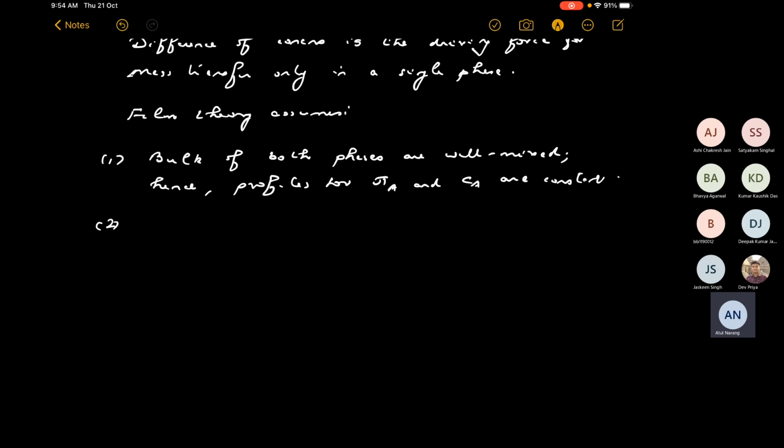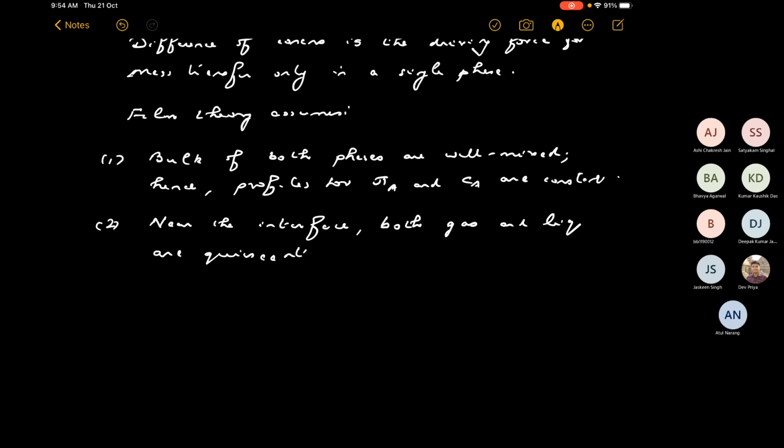The second assumption is that near the boundaries, near the interface between the two phases, both gas and liquid are quiescent or stagnant, i.e., there is no convection.